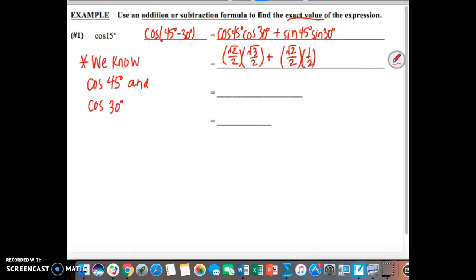So now we just multiply our terms. The square root of 2 times the square root of 3 is equal to the square root of 6, and then our denominator becomes 4 because 2 times 2 is 4. Plus, and then we have the square root of 2 times 1, so the square root of 2 over 2 times 2, which is 4. So we have the square root of 6 over 4 plus the square root of 2 over 4. So writing this all together, we have the square root of 6 plus the square root of 2, all divided by 4.